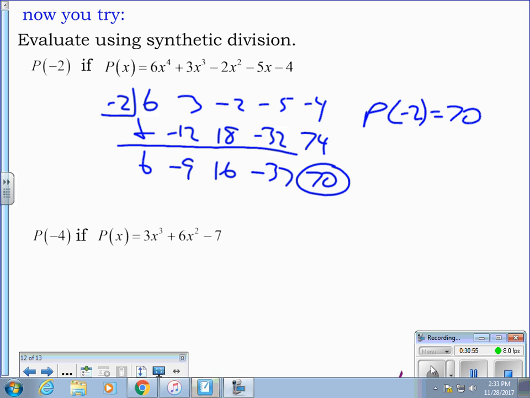Does that work out? Hope that's what you got. Okay, the next one, same idea. So I have -4 into 3, 6, 0, -7. Anybody forget the 0? Anybody going to admit that they missed the 0? I'm sure somebody did. But that's okay. It's not the end of the world.